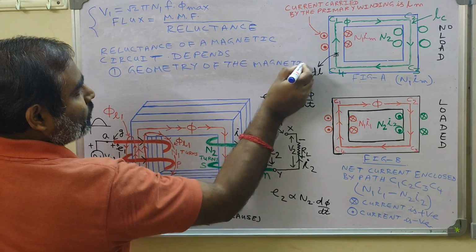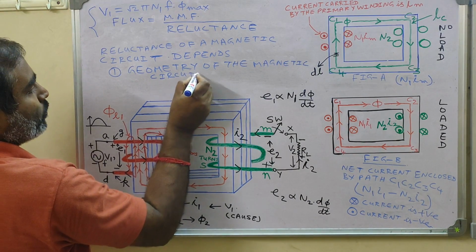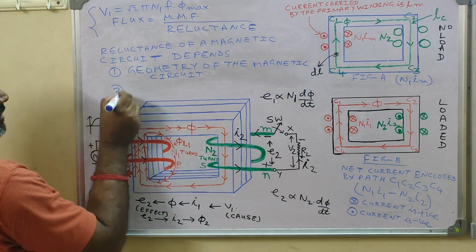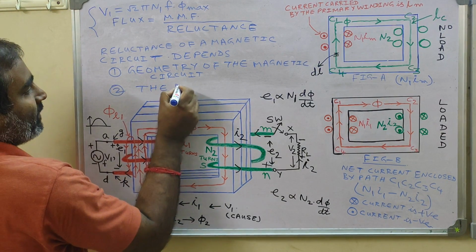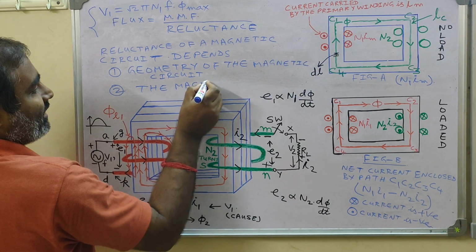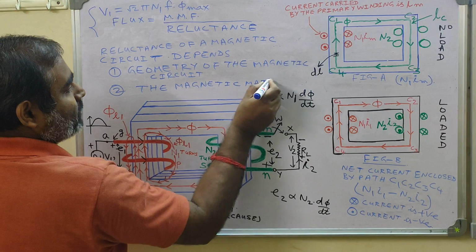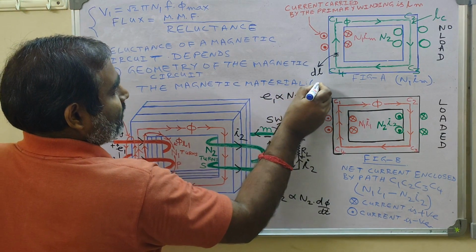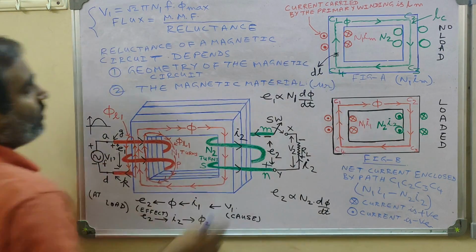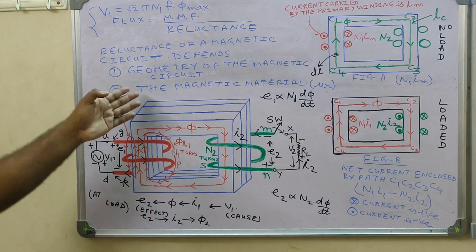It is depending upon the geometry of the magnetic circuit. What else besides the geometry of the magnetic circuit? The magnetic material. It depends on the magnetic material. That means, simply speaking, magnetic material means the permeability mu r of the magnetic material. Okay. So reluctance of a magnetic circuit depends on two factors.